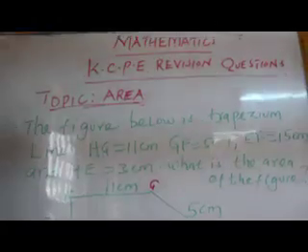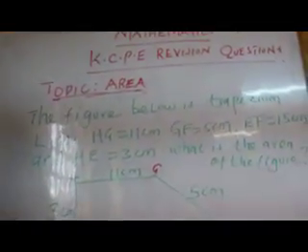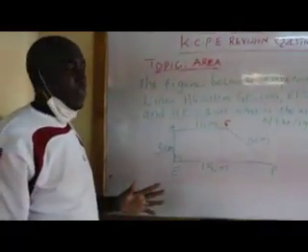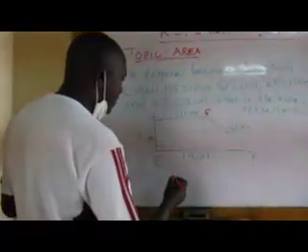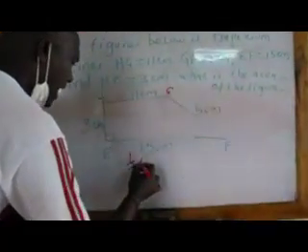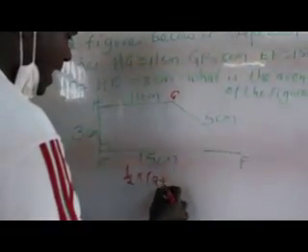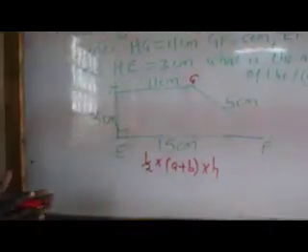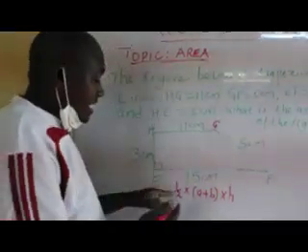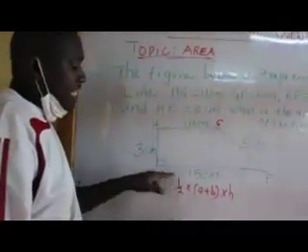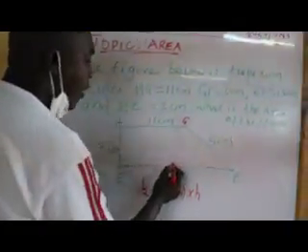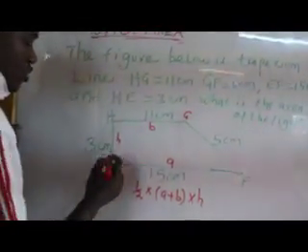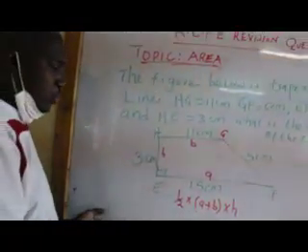This figure, we have been told, is a trapezium. Learners, we need to ask ourselves, what is the formula for getting the area of a trapezium? The area of a trapezium is given by the formula: a half times the sum of A and B times the height. We need to go back to our figure that is a trapezium. Our A is this one, our B is this one, and our height is this one. So just replacing, how do we go about it, learners?